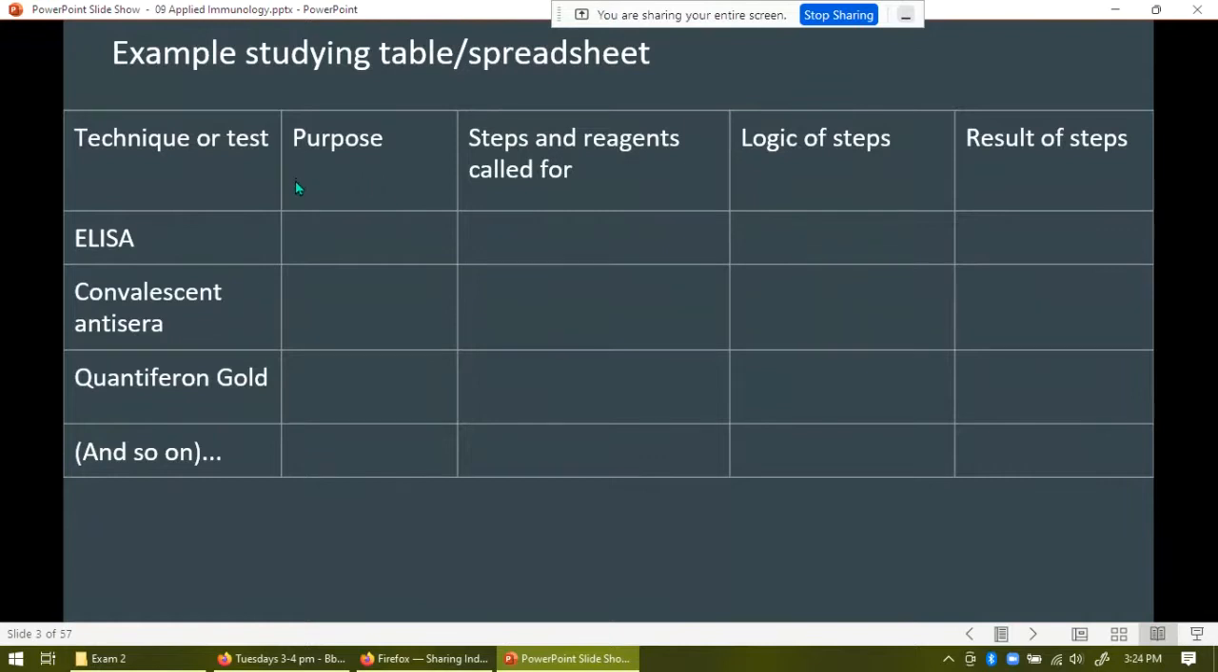So this would be an example of a studying table or a spreadsheet if you're keeping one of those. I personally didn't make a spreadsheet for this material, but this was also my hardest content at the time. So I wish I would have made a table or spreadsheet for myself.